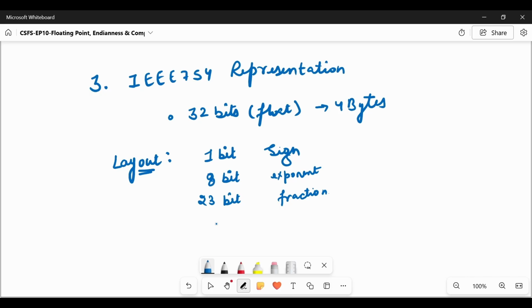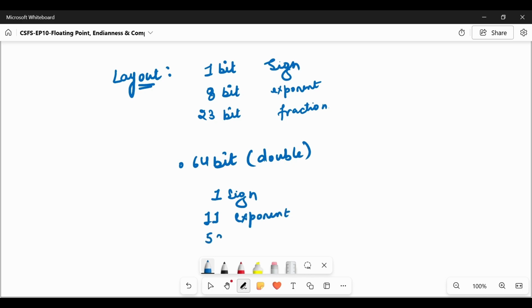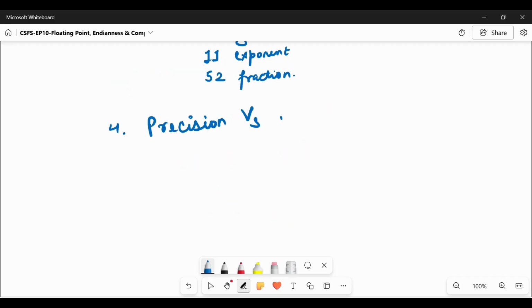Similarly, double precision is represented by double, which is 64 bits. The 64-bit layout is 1 bit for sign, 11 bits for exponent and the remaining 52 bits for the fraction. So we can say that a float does not store decimal digits. It stores a binary approximation.